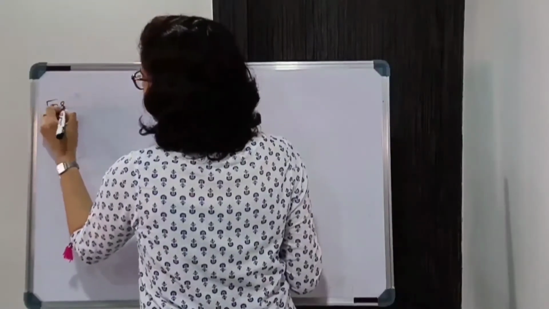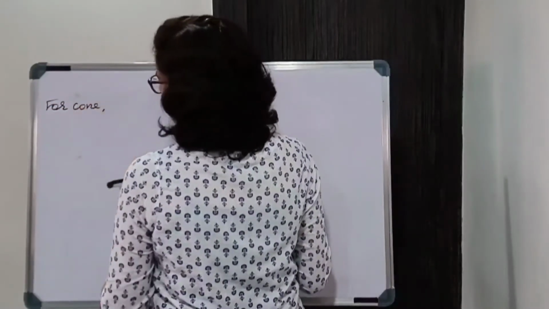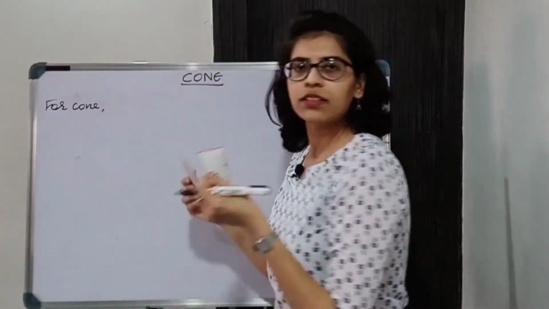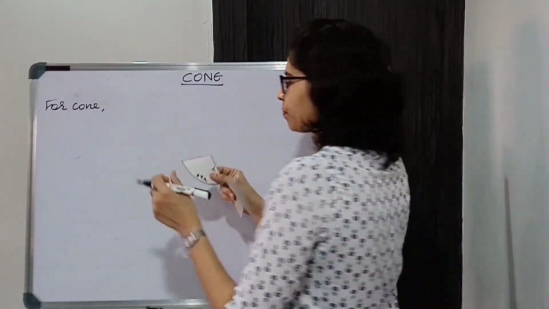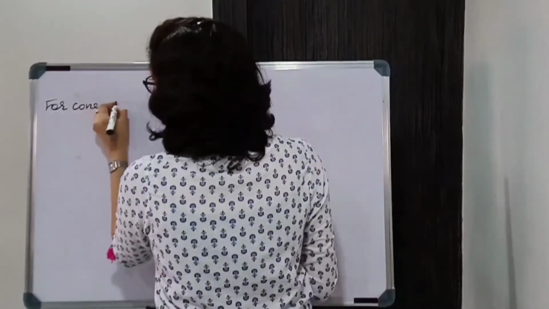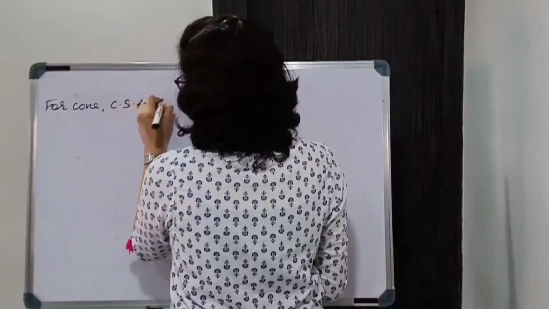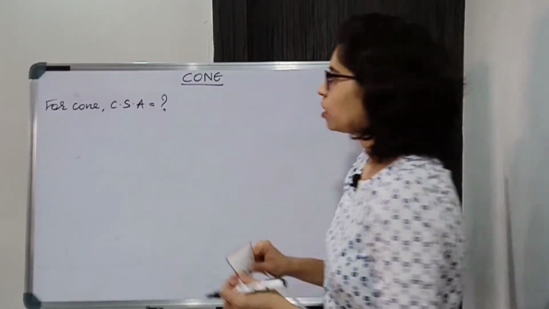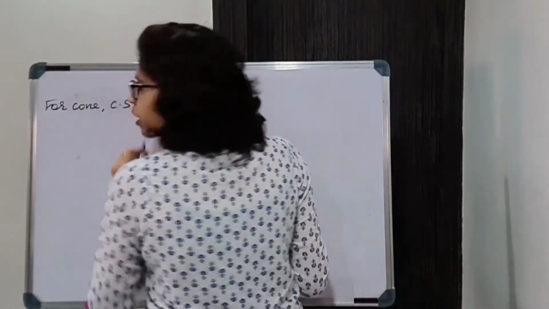Now for the cone, we know the slant height is L, and the base we know. So for the cone we need to find the CSA. The rest of the things we know: R, L and H. Now we need to find CSA.